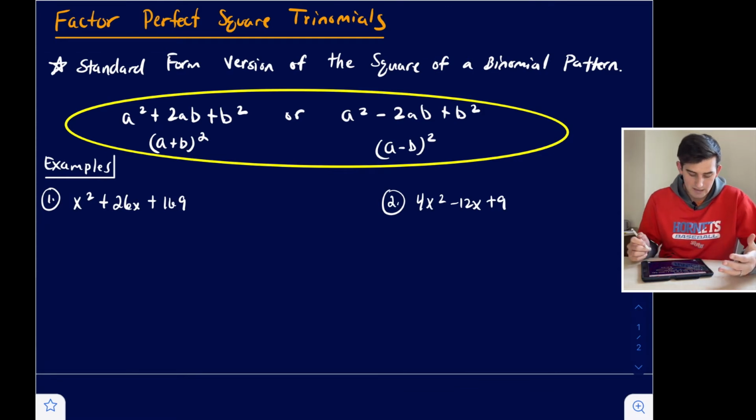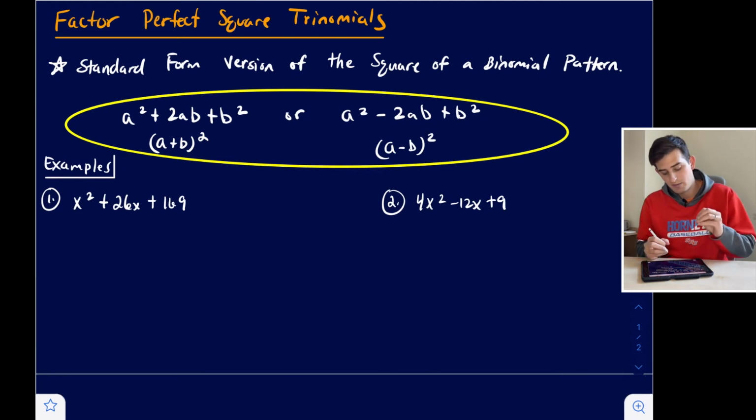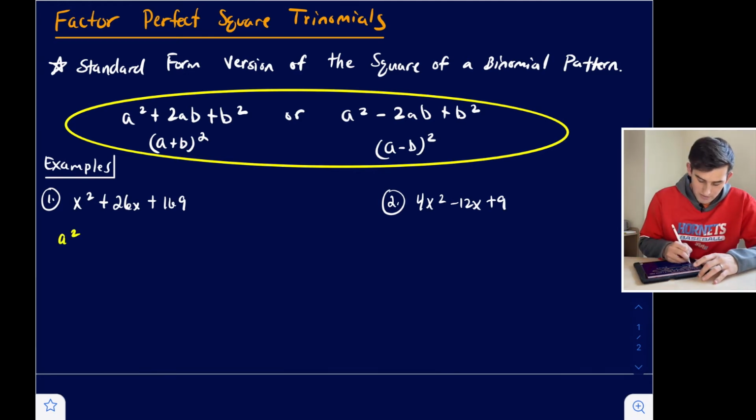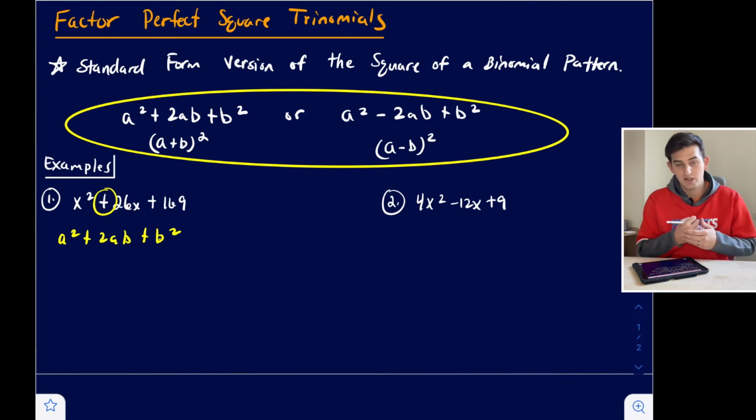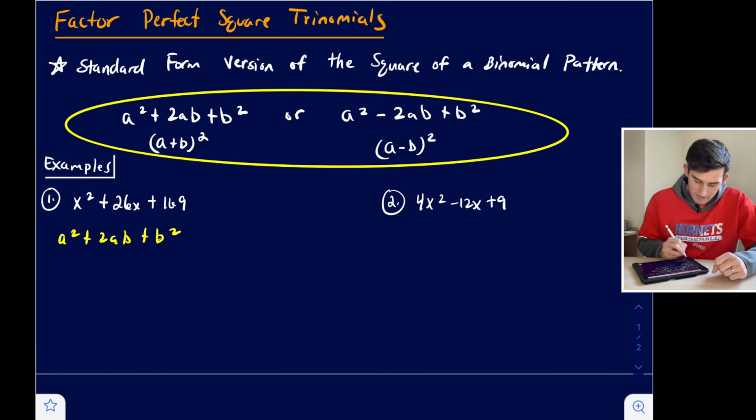So let's look at example number 1. One thing that we can do is rewrite this in the form a squared plus 2ab plus b squared. Notice since that was addition, I went with plus 2ab, okay? All right, so now we're going to say this would be x squared plus this 2 is there already, okay?